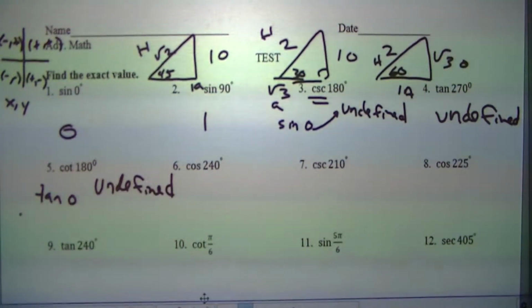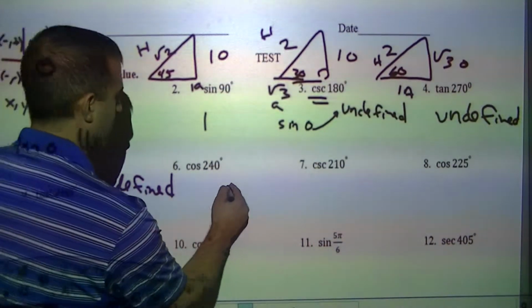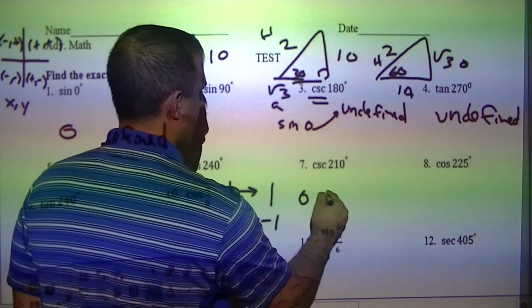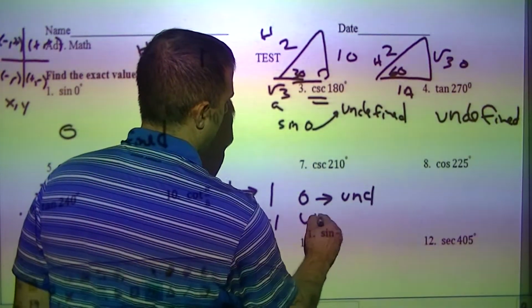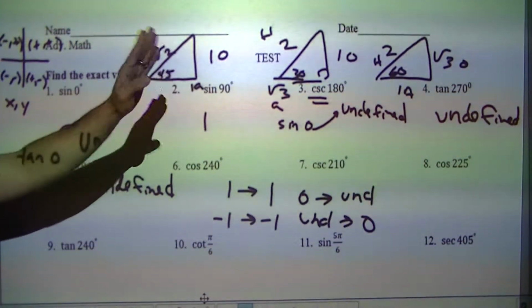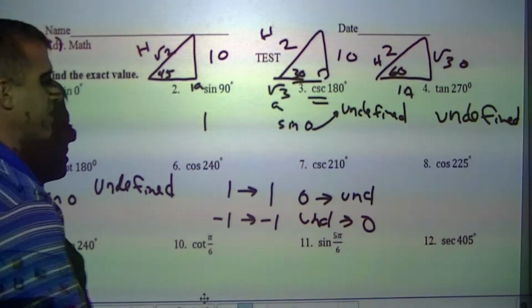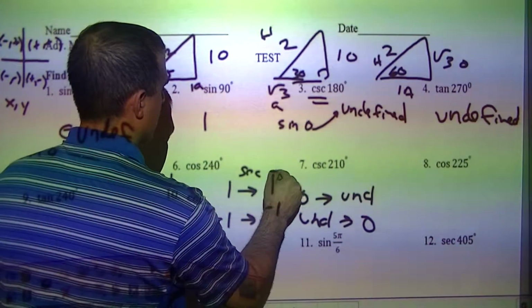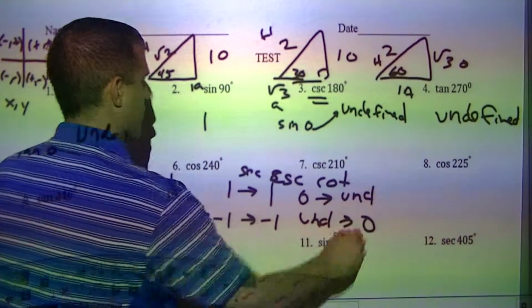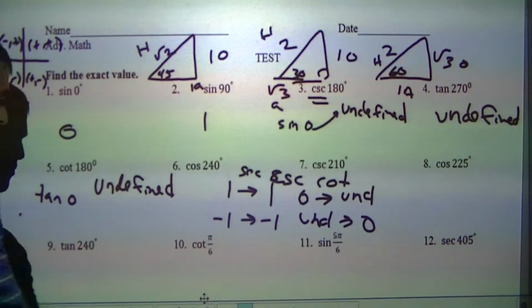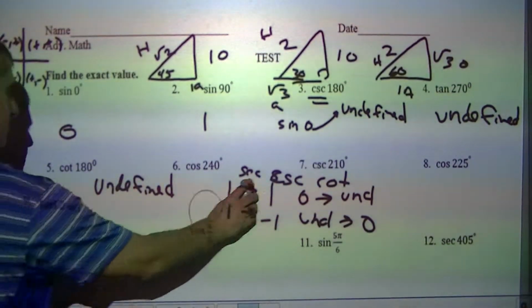A good rule of thumb with that is, and I'll erase this real quick, 1 will turn into 1, negative 1 will stay negative 1, 0 turns to undefined, undefined turns to 0. That's the rule for 0, 90, 180, 270, 360, and that's if you're using secant, cosecant, or cotangent. You follow that rule. Type in the math, and then use that rule. I'll go ahead and erase that now.